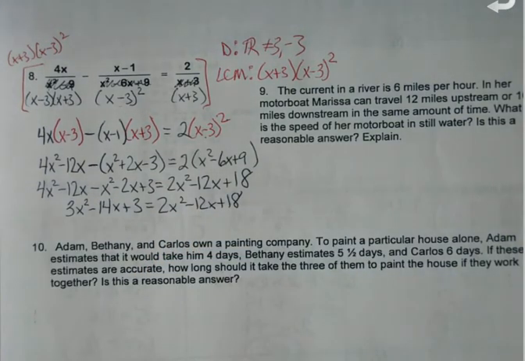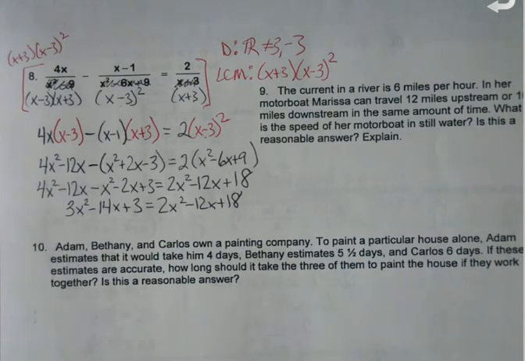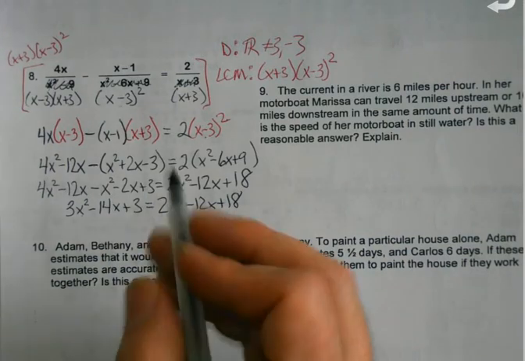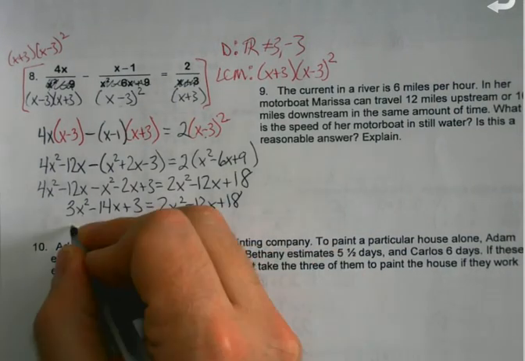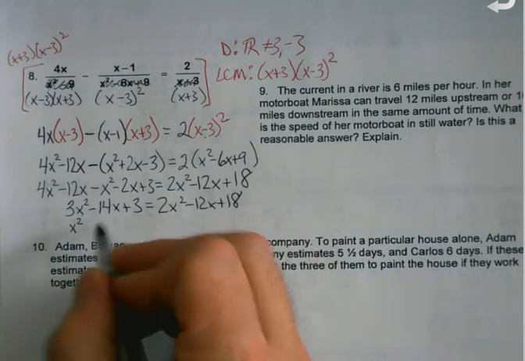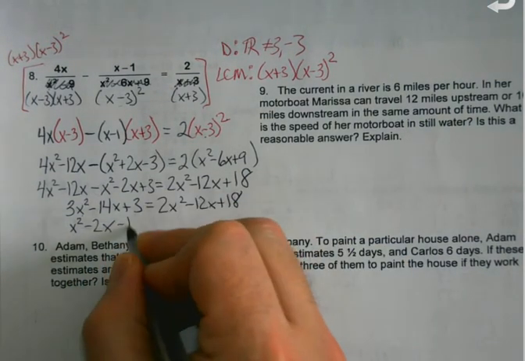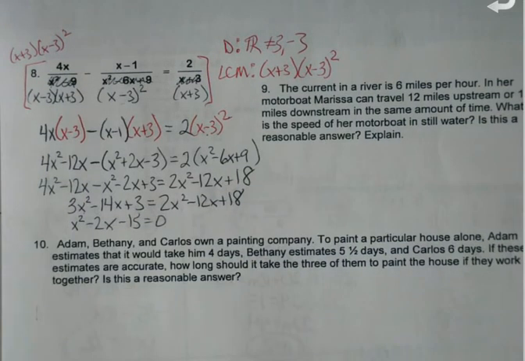You're like, okay, Mr. H, you always say get everything to the x squared side. Well, both sides are the x squared side. Well, now I'm going to try to make it a positive x squared side. So I'm going to move everything to the left here. So I'm going to subtract the 2x squared. I'm going to add 12x. And I'm going to subtract the 18. And then factor what's left.